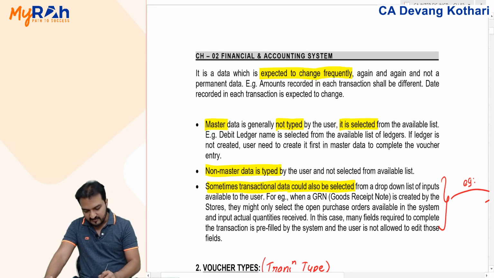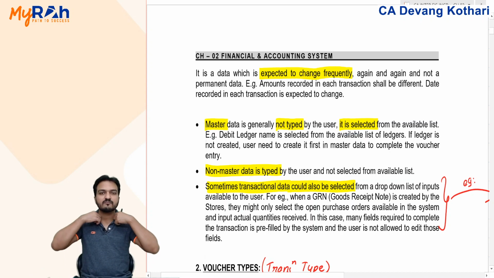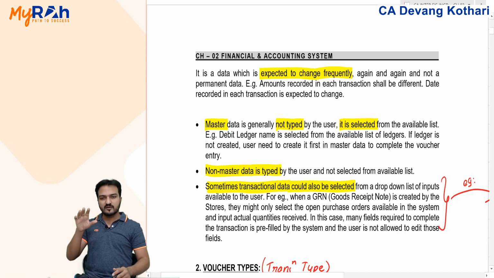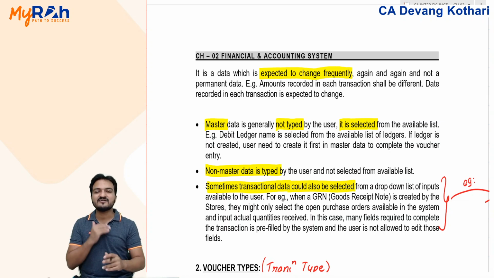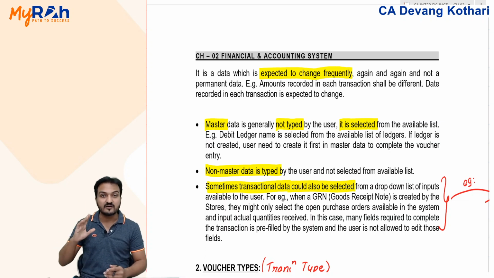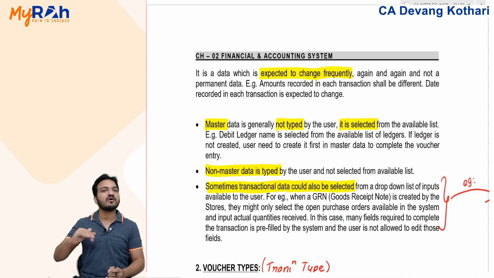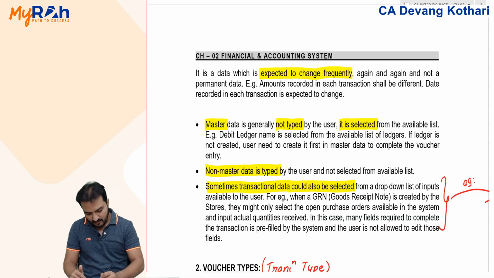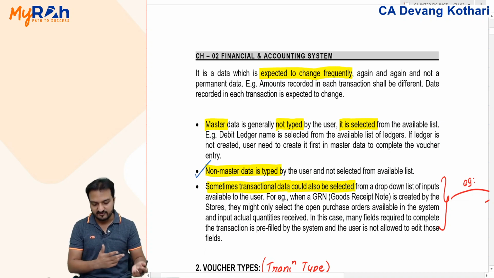Now, master data is generally not typed. It is not typed, rather it is selected. Why? Because while doing any accounting work, master data is something that you have entered first. So while entering every transaction each time, you do not need to enter the master data again. You just have to select from the masters that you have already entered earlier. Non-master data is generally typed because it will change in each entry.